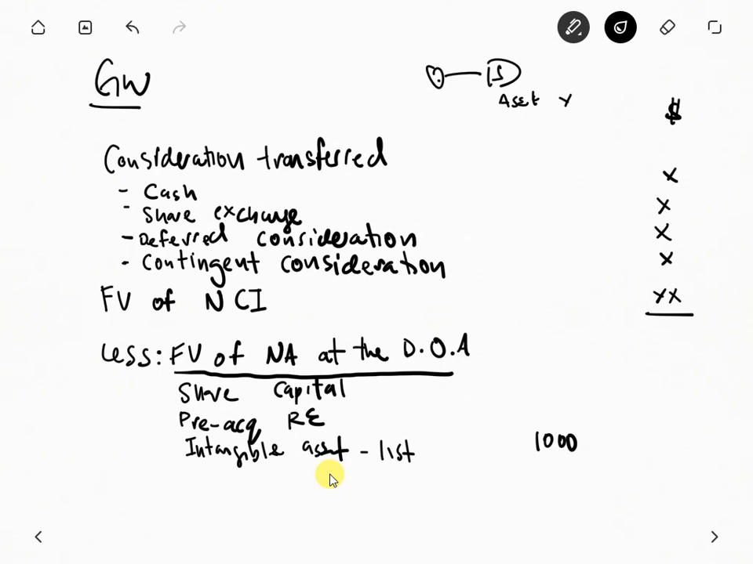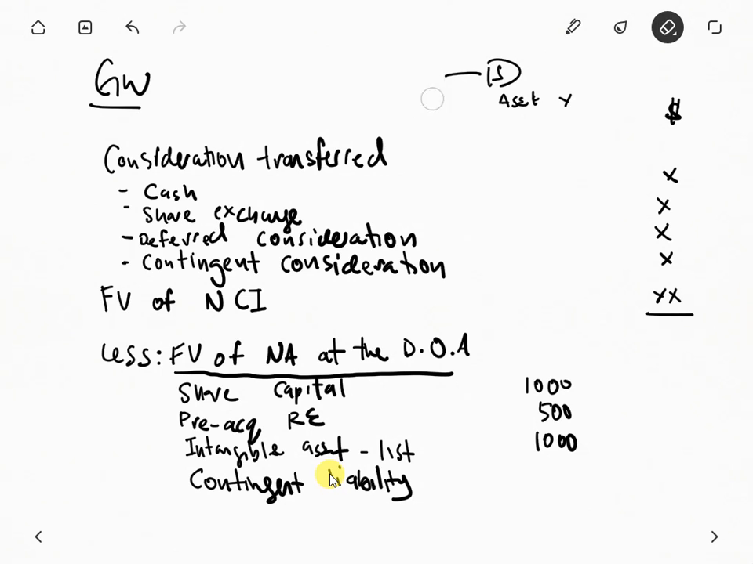Let's say this is 1,000, this is 500. What else appears here? Contingent liability. When the parent takes over the subsidiary, the subsidiary did not recognize this customer list of 1,000 in its book. When they took over, we have to adjust to the fair value of the asset, 1,000. So put 1,000 there.